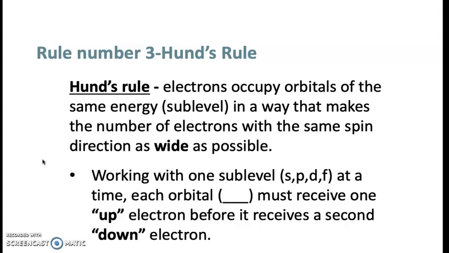Okay, so I typed this up here. Working with one sublevel, S only has 1 line, so it doesn't really occur with that. P, D, and Fs are more important. At a time, each orbital must receive 1 up electron before it receives a second down.